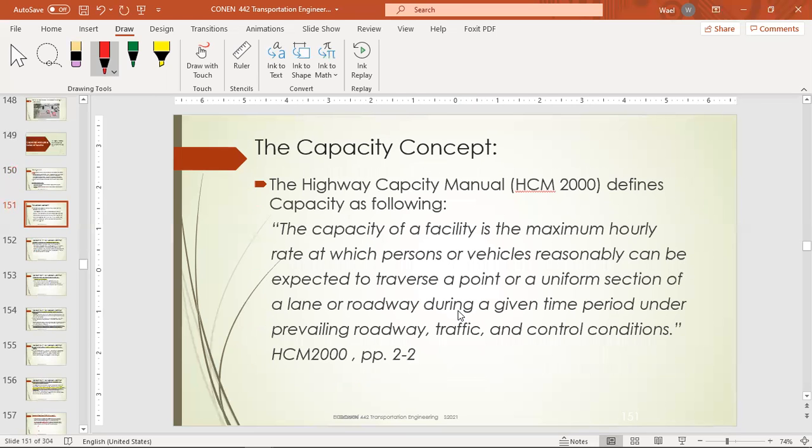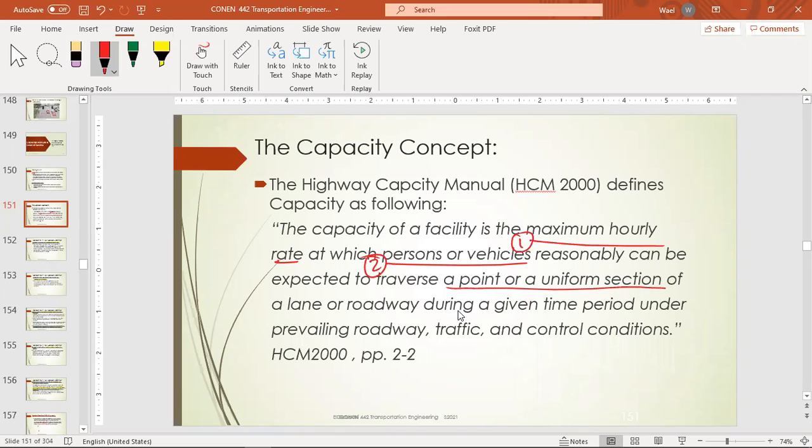So, what is the definition of capacity in general? Capacity according to the Highway Capacity Manual: the capacity of a facility is the maximum hourly flow rate. So that's the first concept. At which persons or vehicles, so we can measure capacity in terms of persons or vehicles, reasonably can be expected to traverse a point or a uniform section. So that's the second concept. The first one is a maximum hourly rate. Second, it can be measured in persons or vehicles.